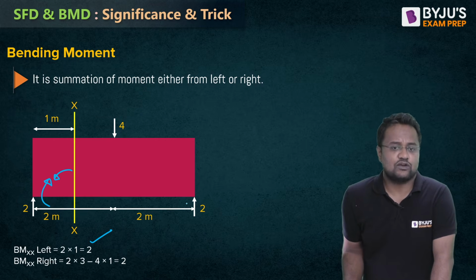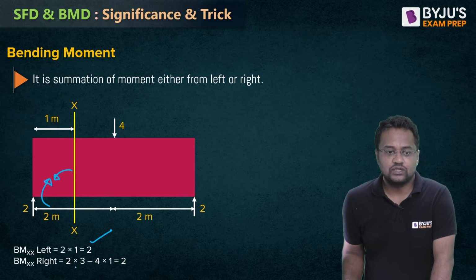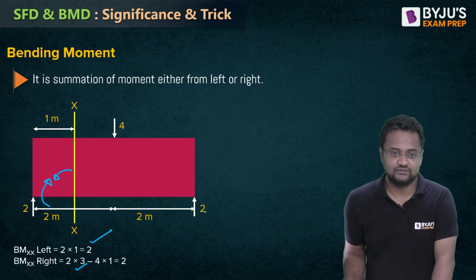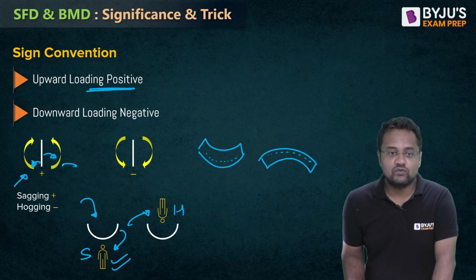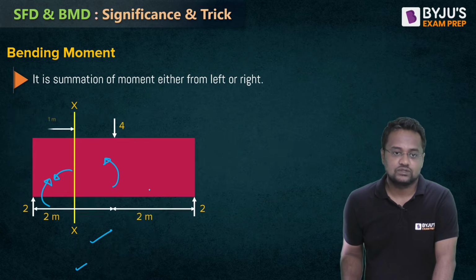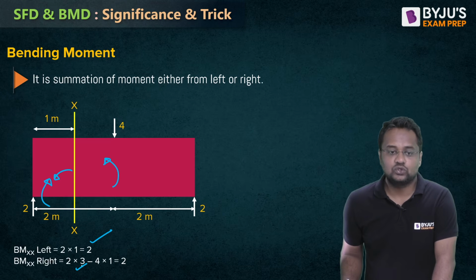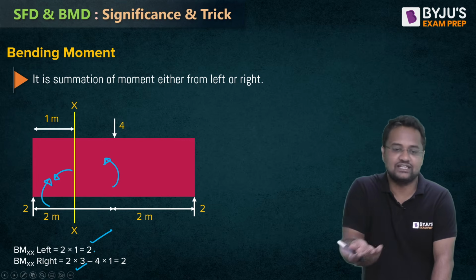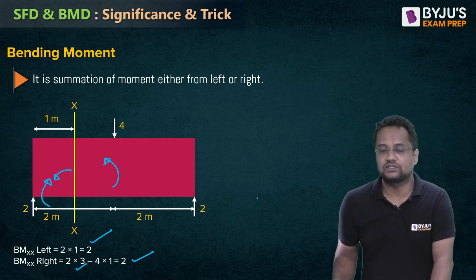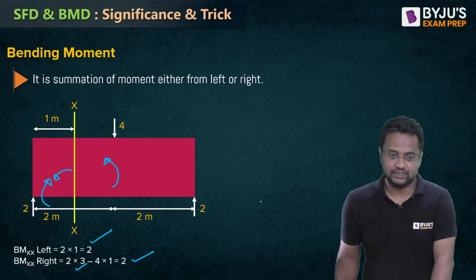And from the right hand side also, if you see, this is 2. So 2 into 3, because up to XX the distance is 3. It is upward loading, so it is positive. Also from the right hand side it is an anti-clockwise moment, and from the right hand side an anti-clockwise moment is also positive. So here this will be 2 into 3 positive, and 4 is a downward load, 4 into 1 negative. Downward load is negative. Also from clockwise, anti-clockwise you will find the same. So it is also plus 2. This is the bending moment.